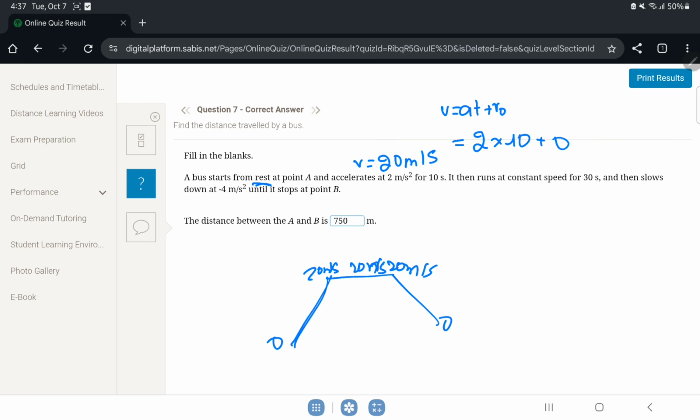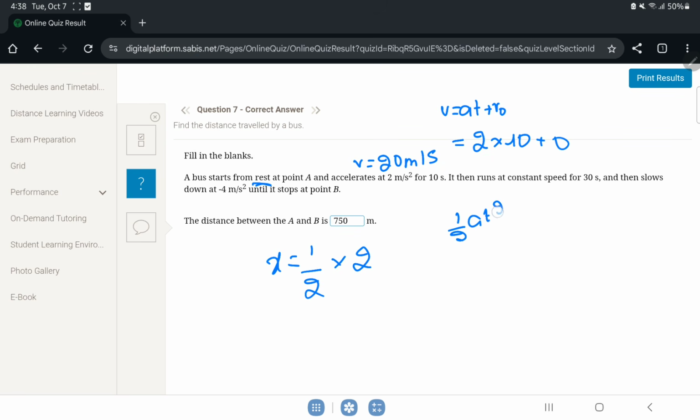And here it will be 0 again. Okay? So, they want the distance. Let's use the rule for the distance for stage 1 here. We can use x is equal to 1/2 at squared plus v initial t plus x initial, which is 1/2 times 2 times 10 squared plus v initial is 0 times t plus 0 as x initial, since it starts from the origin. And we get it as 100 meters. So for the first stage, we have 100 meters.